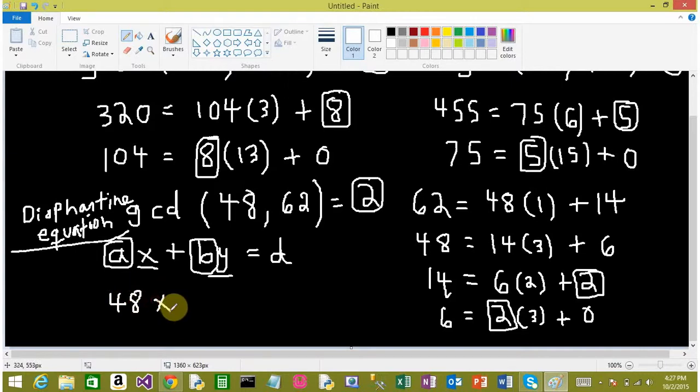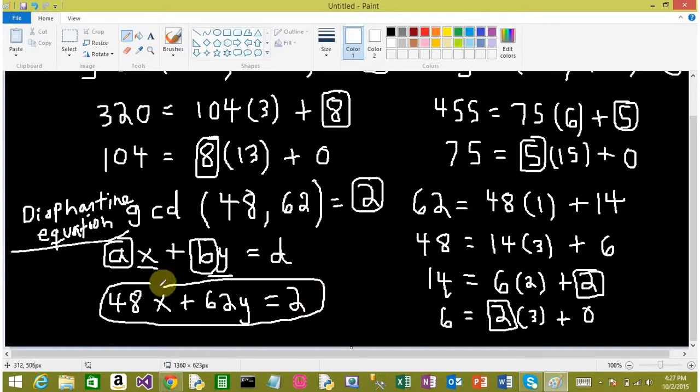So 48x plus 62y equals the greatest common divisor d. So we want to find those integer solutions, x and y, that satisfy that equation. Basically, we're just trying to find the linear combination of these numbers, and when we add those together, that'll give us a value of 2, the greatest common divisor.